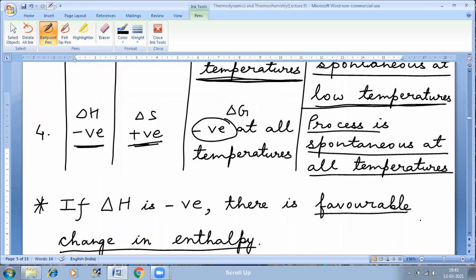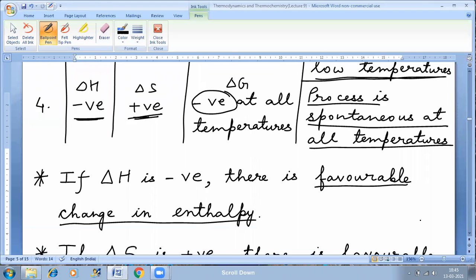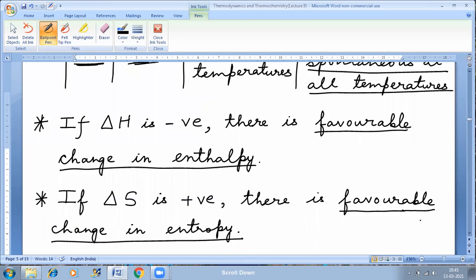Okay, if delta H is negative, then we say that there is a favorable change in enthalpy. So if they ask you, what is the meaning of favorable change in enthalpy? Favorable change in enthalpy means delta H is negative. Similarly, if they ask what is a favorable change in entropy? A favorable change in entropy means delta S is positive.